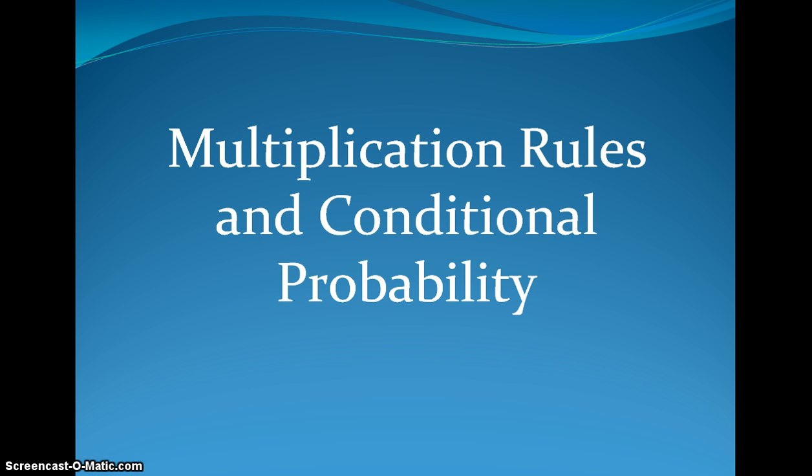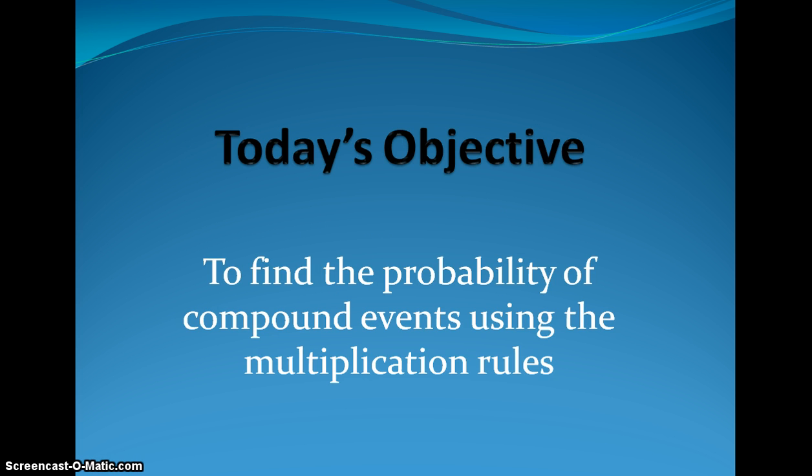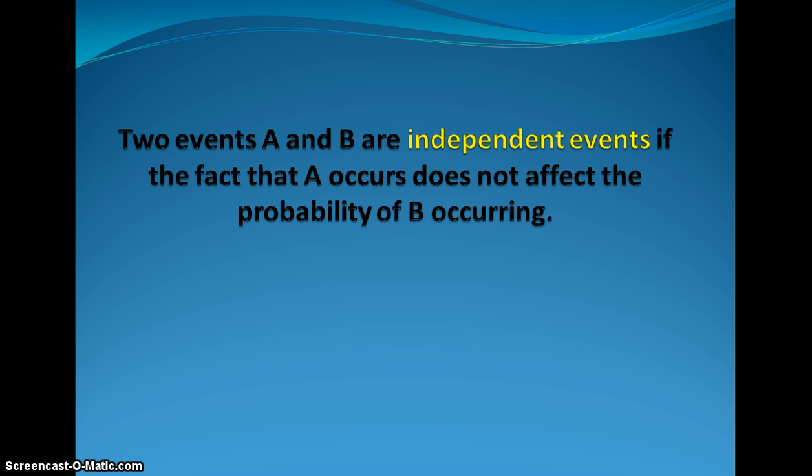Well, now we're going to look at the multiplication rules. And what if we're dealing with compound events? And how are we going to use those rules to find the probability of events occurring after one another? Well, the first thing we have to look at is if the two events are independent or dependent. If two events are independent, it means that one happening does not affect the likelihood of the other one happening. So in this case, the official definition: the fact that A does not affect the probability of B occurring.